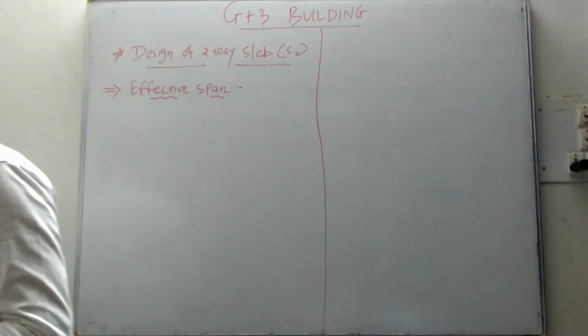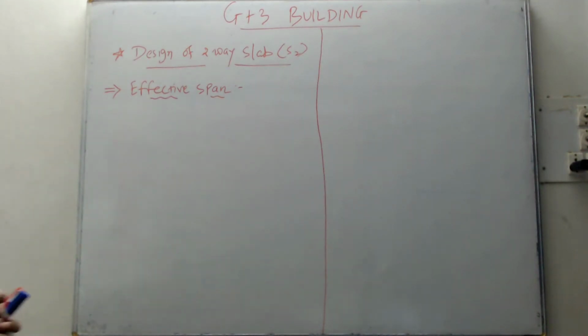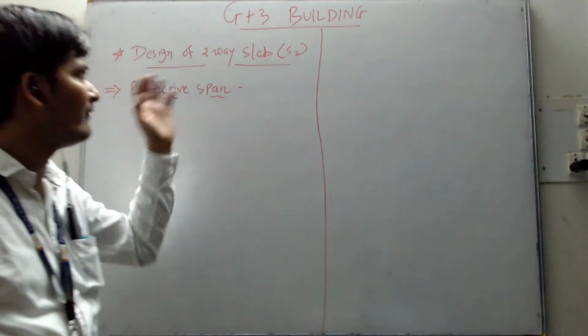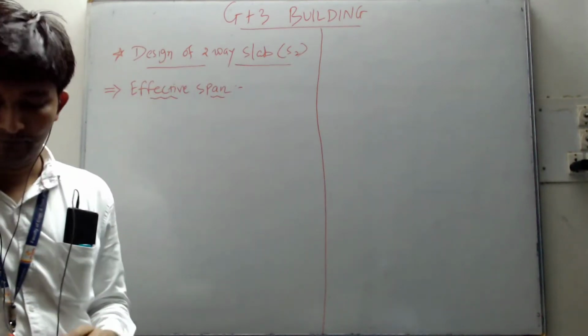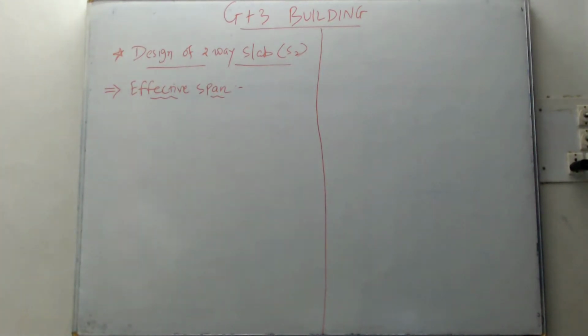So if you can remember, in the previous lectures we have discussed the one-way continuous slab and we have calculated the effective span. So here also we are going to use the same method, IS 456-2000, to calculate the effective span. If you have not seen that video of how to calculate effective span for one-way continuous slab, I would request you all to see that video so that you can get an idea of how to calculate these values. We are going to use the same method here for a two-way continuous span also, right?